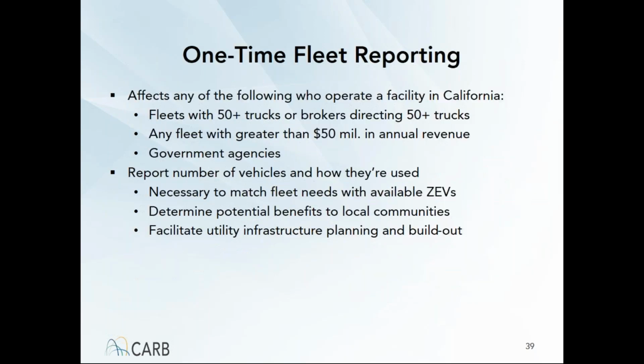So the one-time reporting is only going to affect those companies that operate facilities in California that have a couple of possibilities. Either they have 50 or more trucks, or they broker 50 or more trucks, or it's a fleet with greater than $50 million in annual revenue. And probably the big kicker is that all government agencies are going to be required to report.